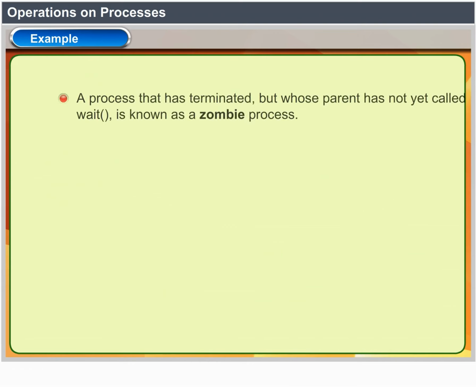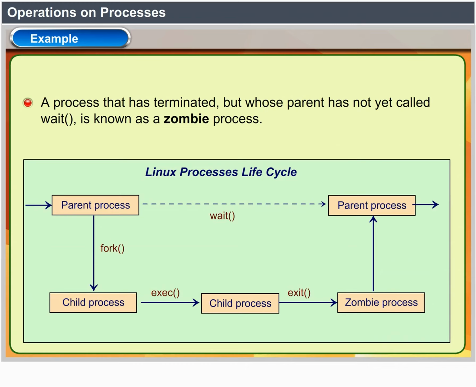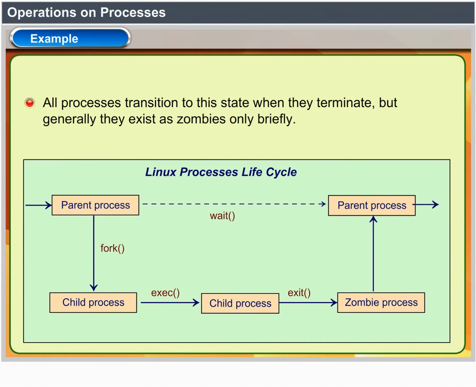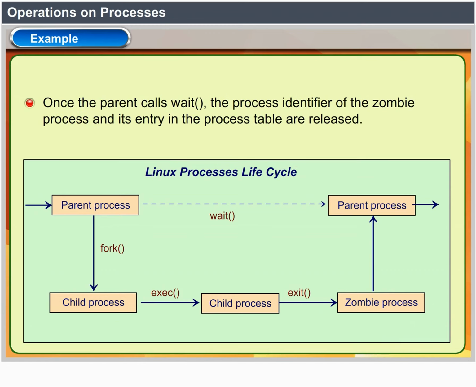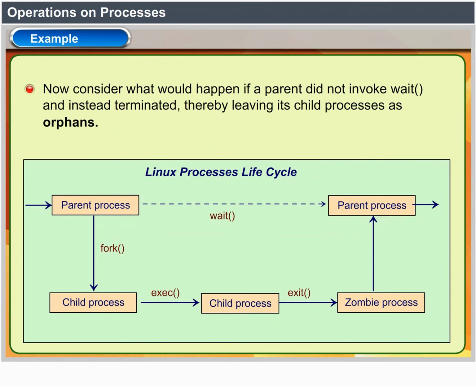A process that has terminated but whose parent has not yet called wait is known as a zombie process. All processes transition to this state when they terminate, but generally they exist as zombies only briefly. Once the parent calls wait, the process identifier of the zombie process and its entry in the process table are released. Now consider what would happen if a parent did not invoke wait and instead terminated, thereby leaving its child processes as orphans.